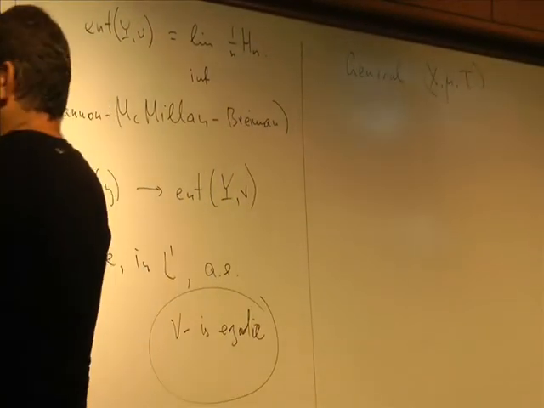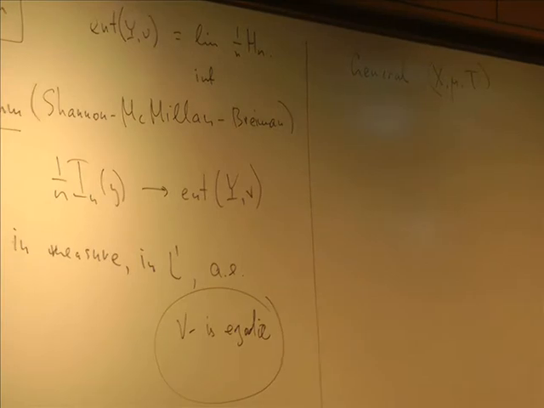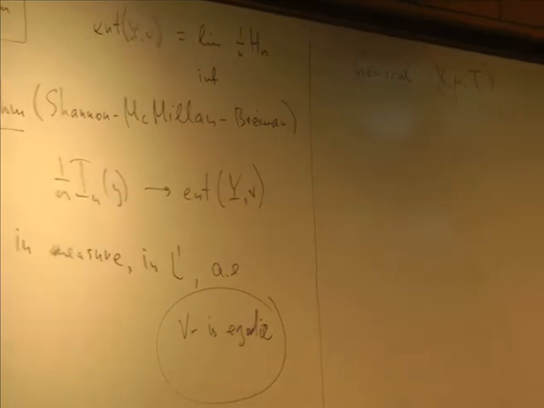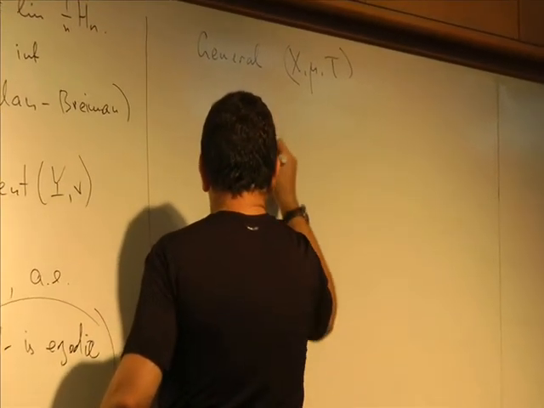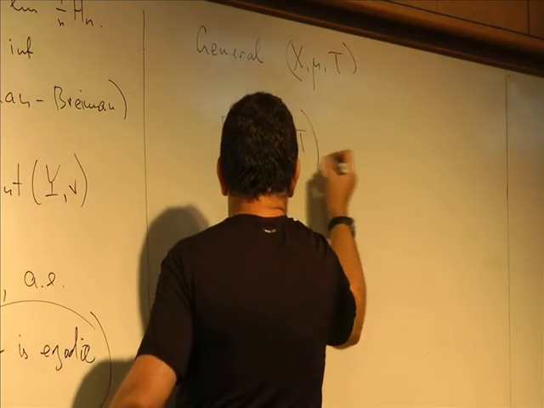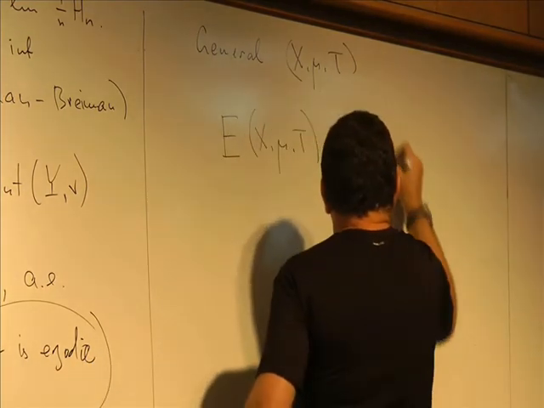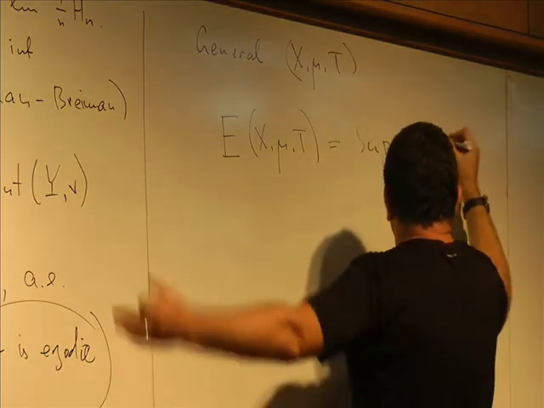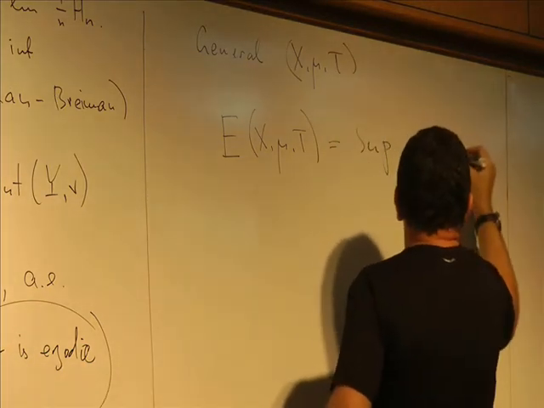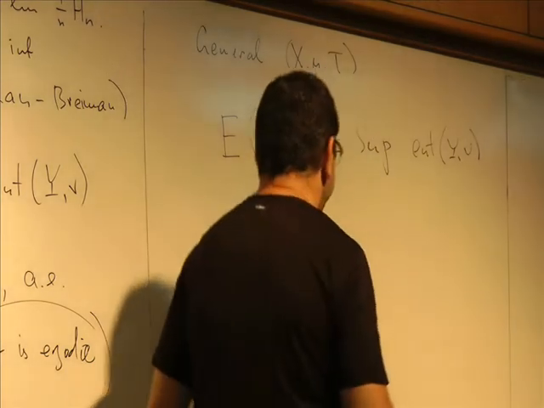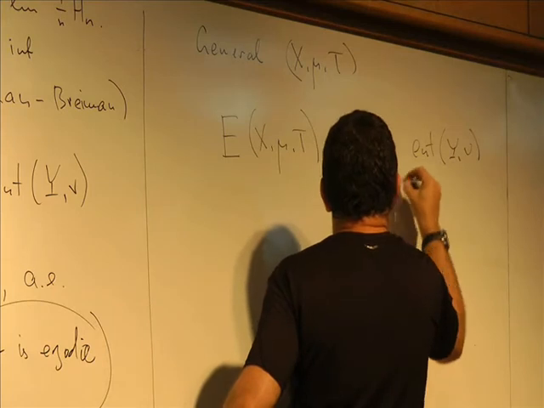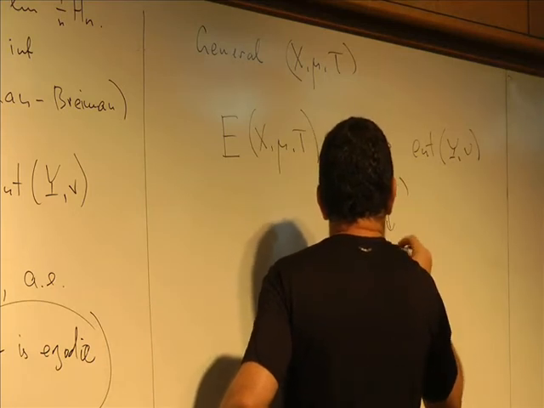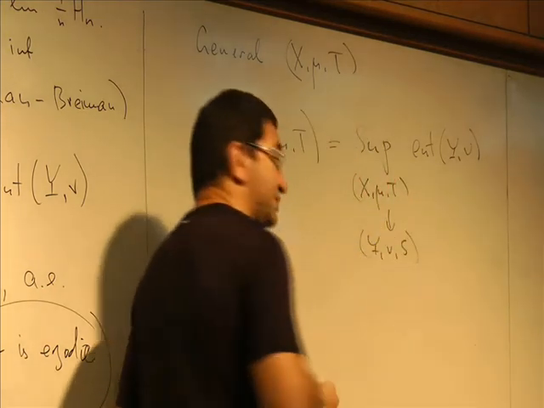Well, can you use any of this for defining something meaningful for a general ergodic system? The answer is yes, and this is known as Kolmogorov-Sinai entropy. The entropy of that system is defined to be the supremum of Shannon entropies of shift transformations, which are measurable quotients of (X, mu, T).